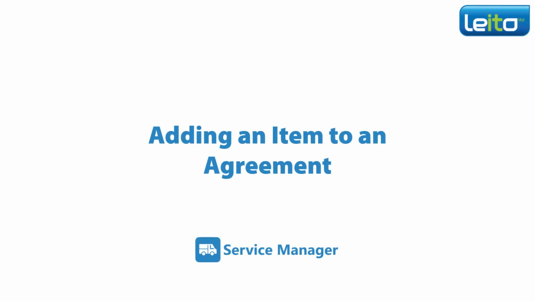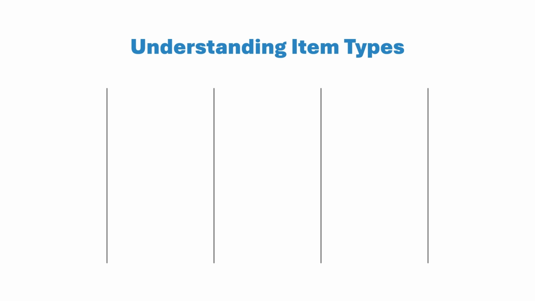In this tutorial, we'll walk you through how to add an item to an agreement. Let's start by explaining the different item types available. There are 5 types of items you can add to an agreement. Each type affects how services are delivered and invoiced.